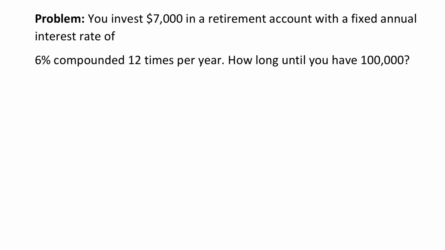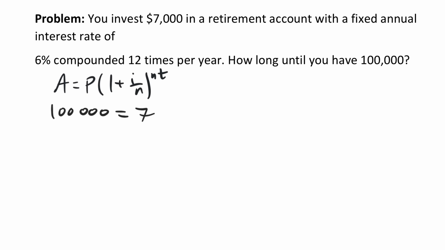All right, let's do another one. Again, I'll put the formula down. A equals P, 1 plus I over N to the NT. Go ahead and pause the video and give it a try. Okay, so the amount we want is $100,000, and we're investing $7,000. 1 plus 0.06 over 12 to the 12t.